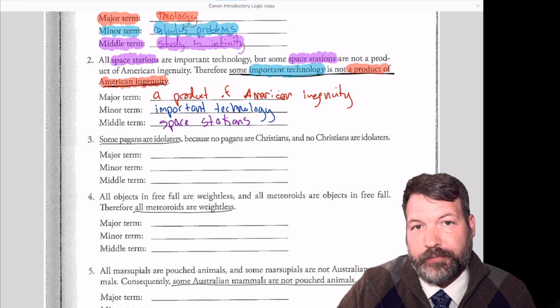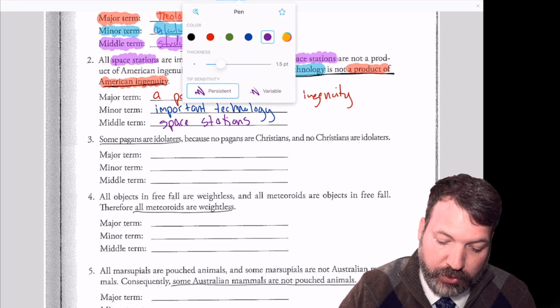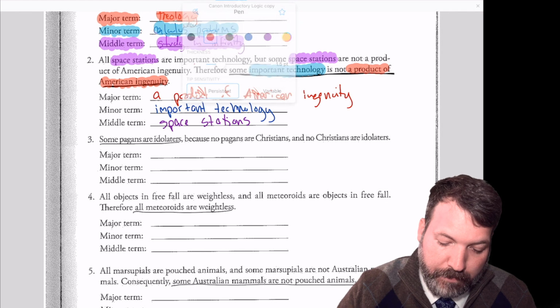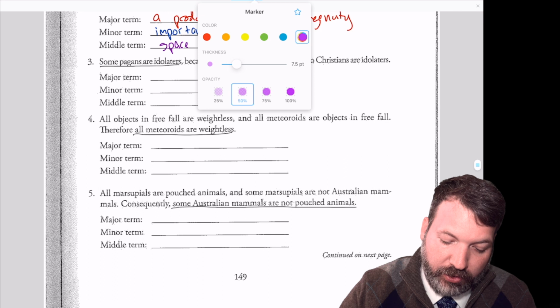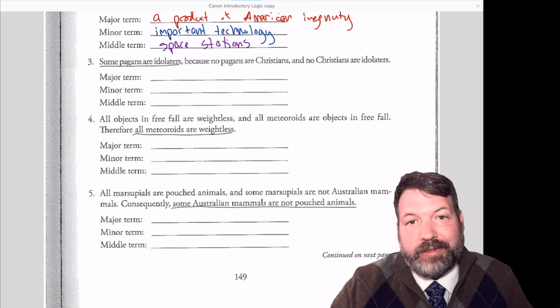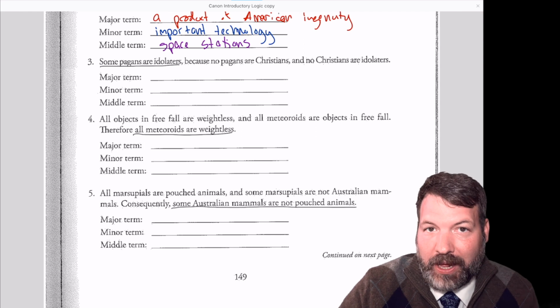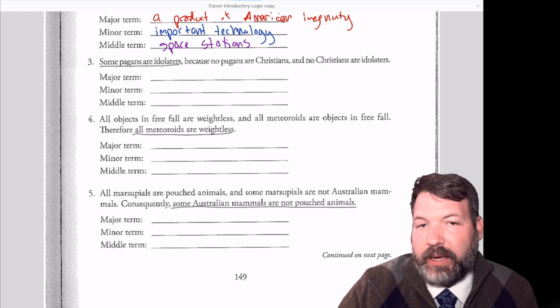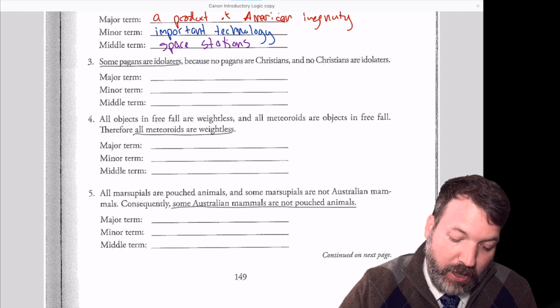So there's number 2. Mark each of these blanks separately. There's going to be minus 2 points for each one that you get wrong. Let's go on to number 3. You can see I've already underlined the conclusion there. Some pagans are idolaters. We get a premise indicator word following it, because, and so that's what tells us the rest of that sentence is premises.